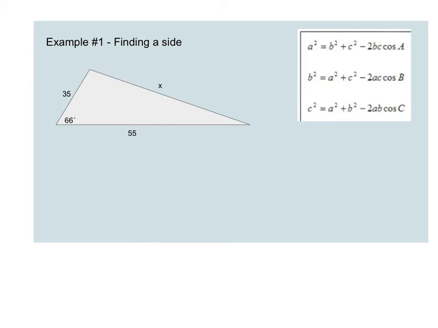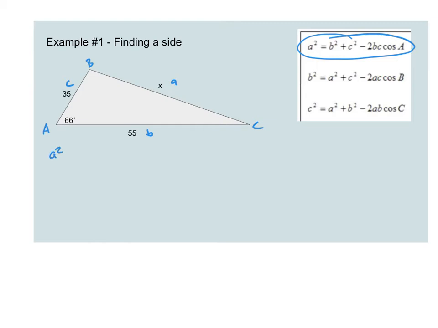In this example, we're trying to find a side. Notice that we're given two sides and the included angle. Again, it doesn't matter which one we call A, B, and C, but that means this is little a, this is little b, and this is little c. So in this case, since I'm looking for side A, I would use the top equation. So it looks something like this.